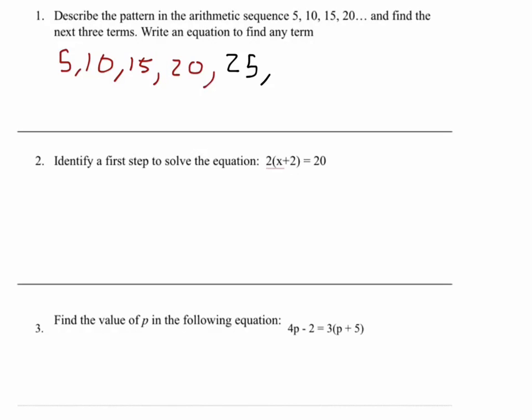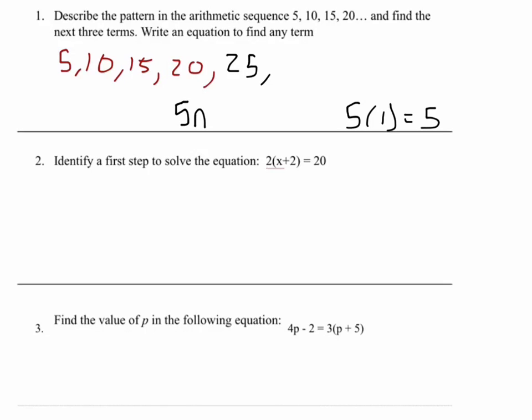Now for the equation, it's going to be 5n. So that will find anything. Why? Because 5 times 1 equals 5. This is my first term. 5 times 2 equals 10, the second term, and so forth.